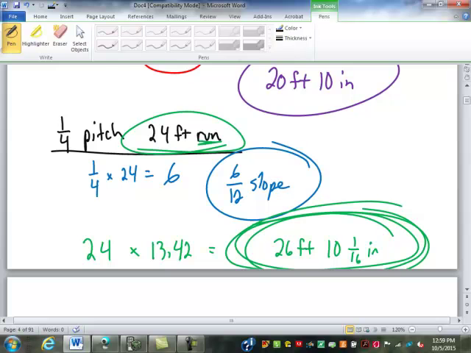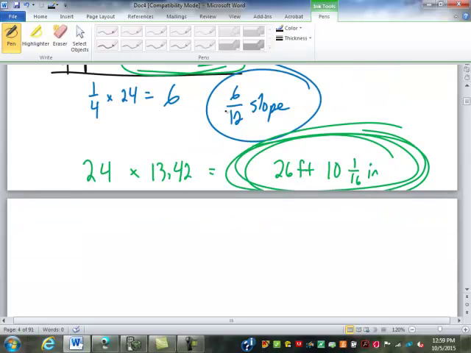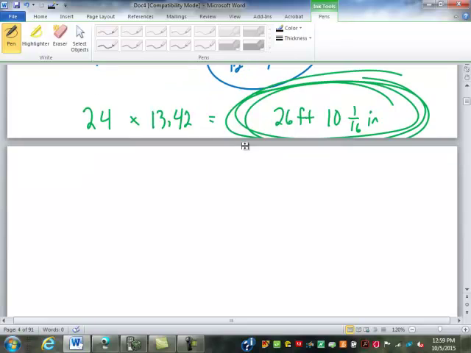So, how did carpenters using the framing square come up with the length of rafter without having a calculator at hand? Piece of board and a pencil. No shortcut. They had to do everything we're doing. They would have taken that 13.42 times 24.